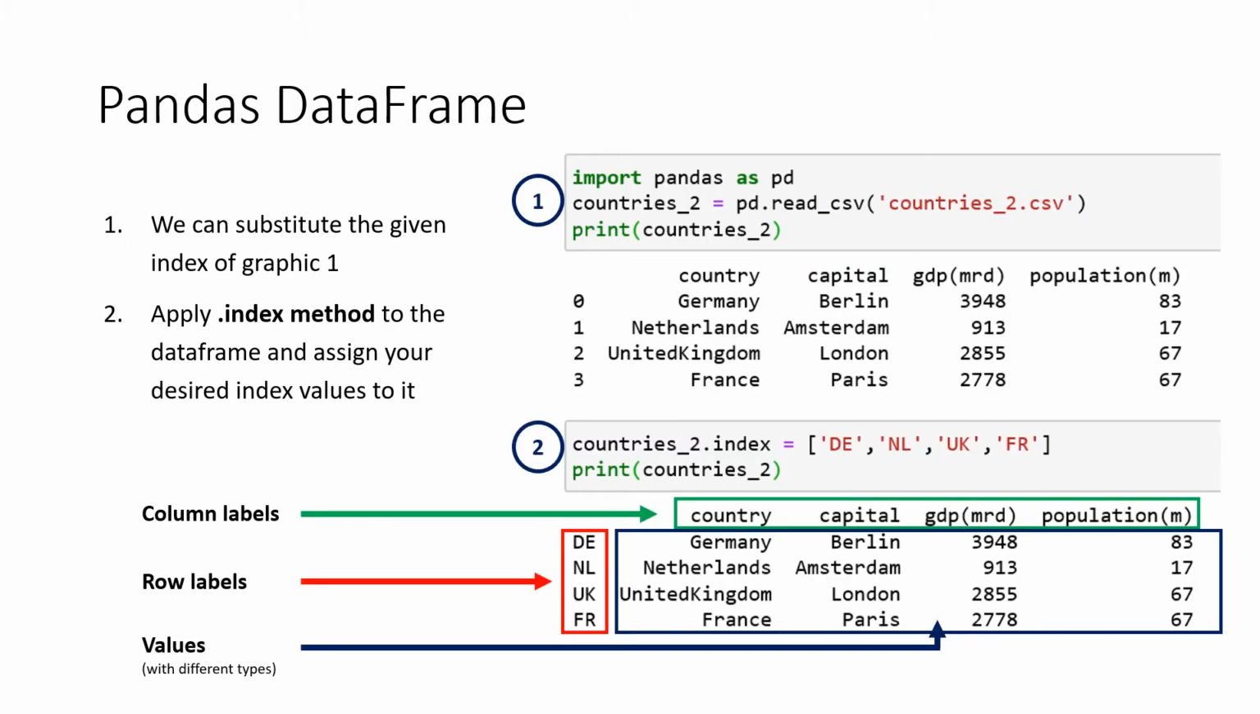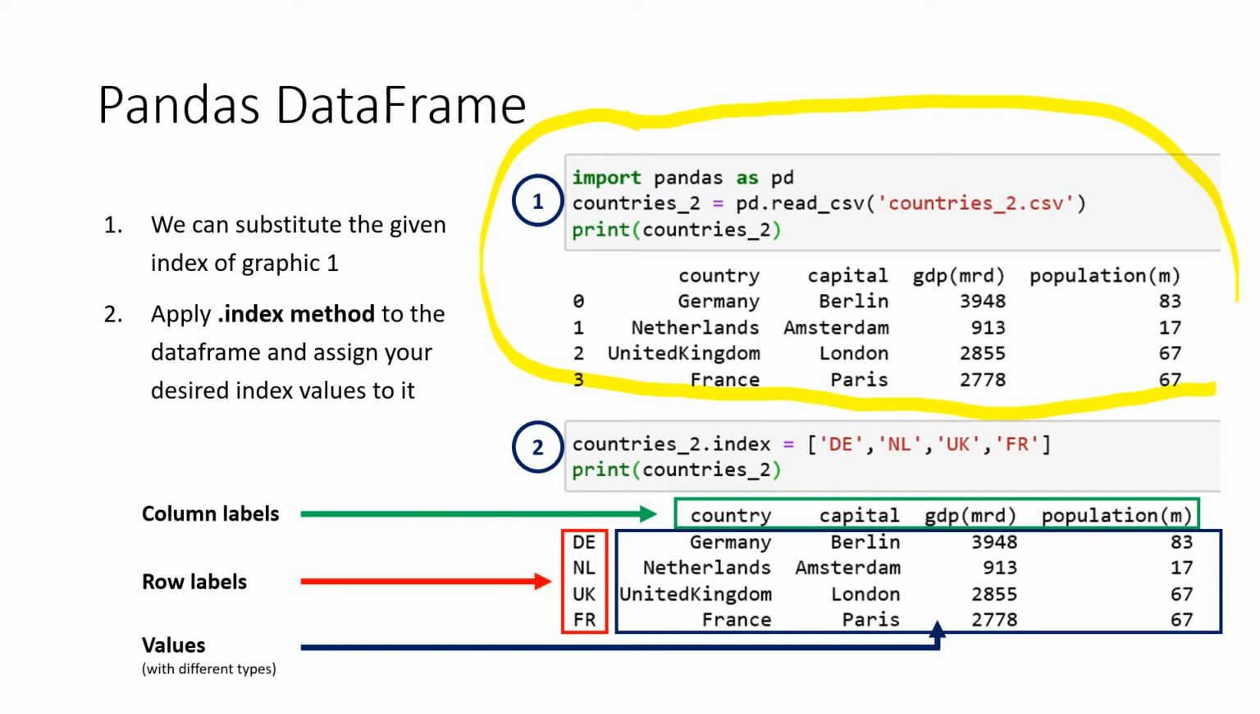So let's remember the slide from last lecture. First, at number 1, we import our CSV file and put it into a data frame. We store it in countries_2. We read the CSV file by using pd.read_csv. And then we have to remember a new index was created here.